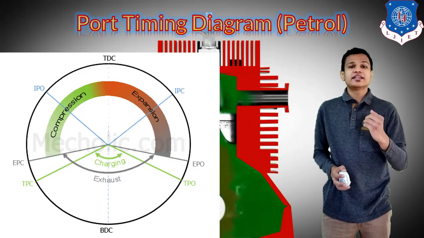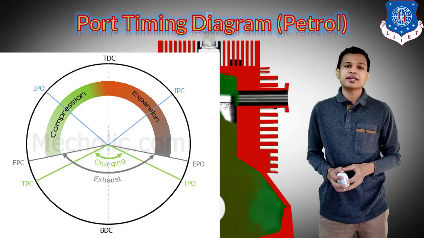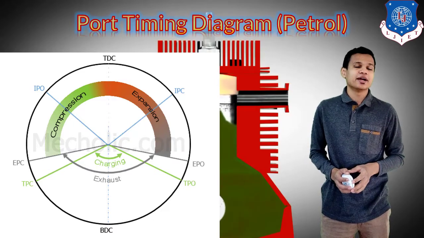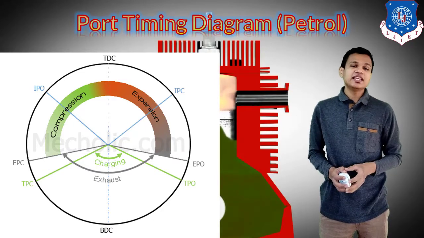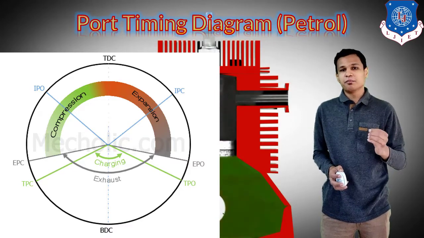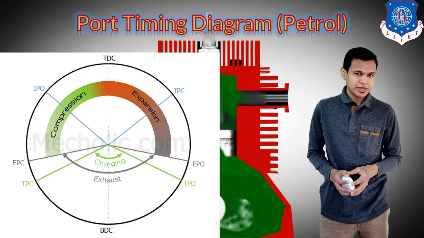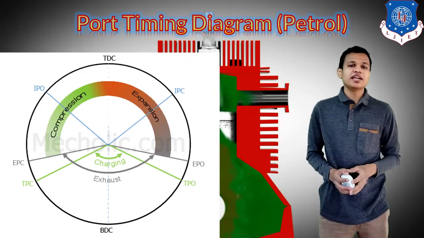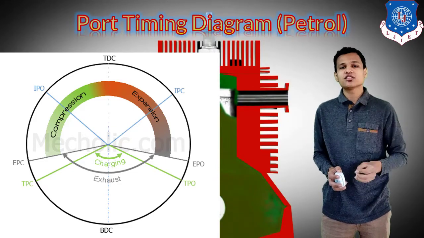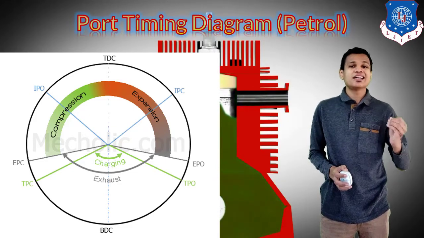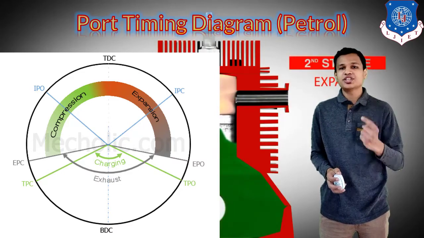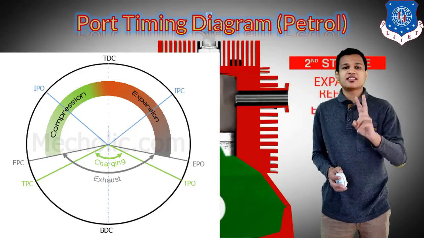You can see the diagram showing the port timing, in which the 2 strokes happening in the engine are shown. Mainly there are 4 processes in the engine: suction, compression, expansion and exhaust. In the 2-stroke engine we have only 2 strokes to complete these 4 processes. So suction and compression happen in 1 stroke, and after that expansion and exhaust happen in the 2nd stroke.